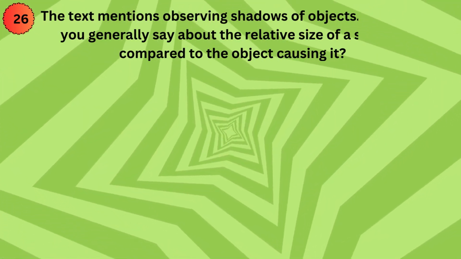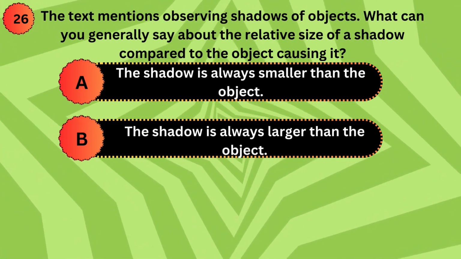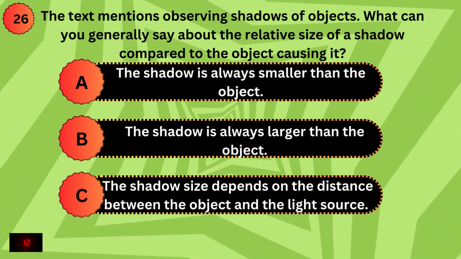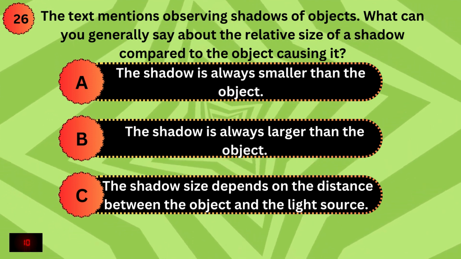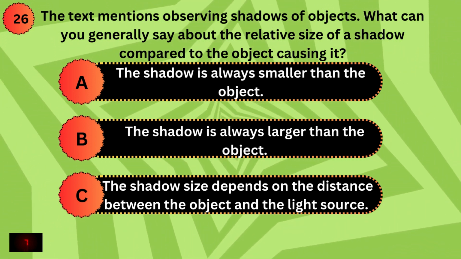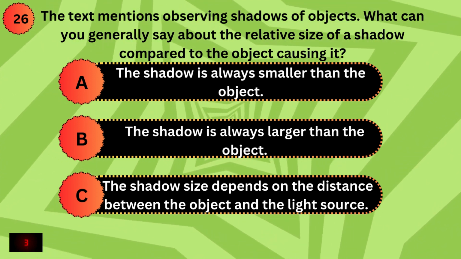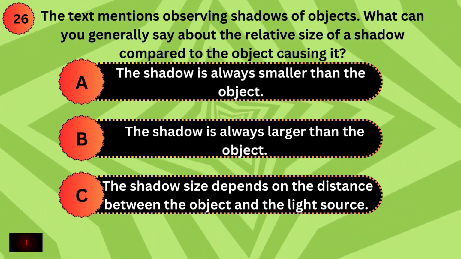The text mentions observing shadows of objects. What can you generally say about the relative size of a shadow compared to the object causing it? A. The shadow is always smaller than the object. B. The shadow is always larger than the object. C. The shadow size depends on the distance between the object and the light source.